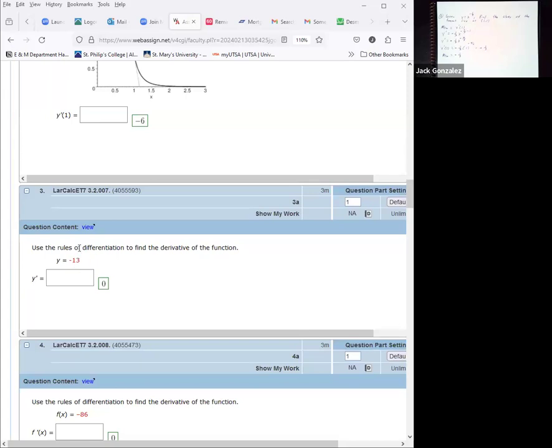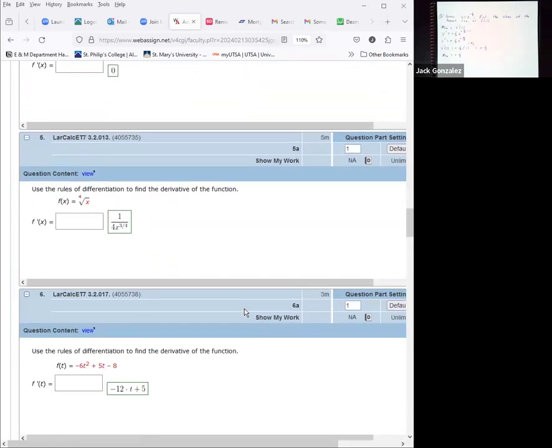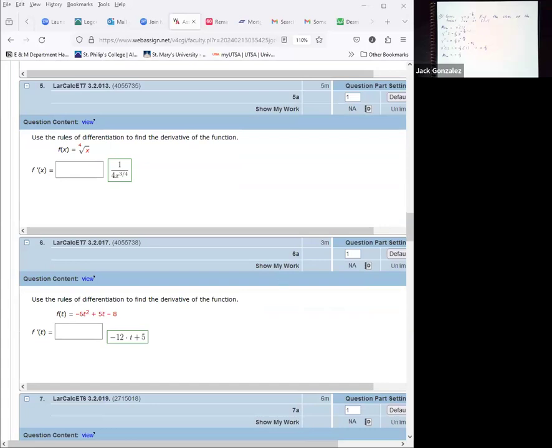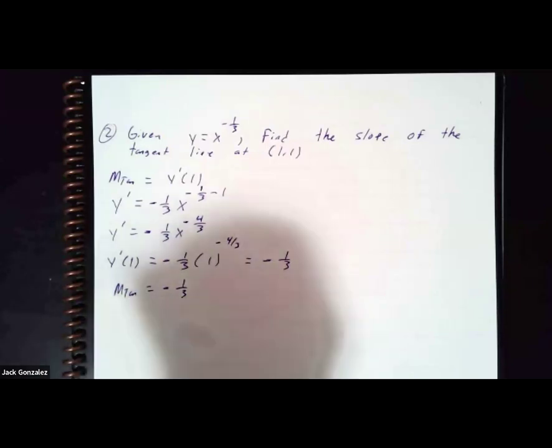Here is the derivative of a constant, so you should know automatically by rule number 2, I think, it's going to be 0, right? Same thing with 4. Maybe we could do those two. Let's see. Yeah, let's do 5.